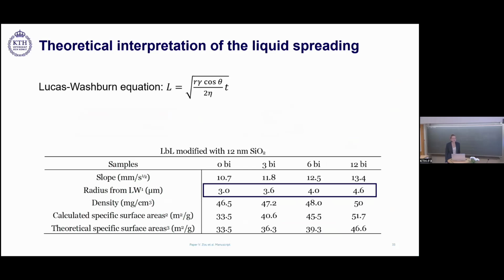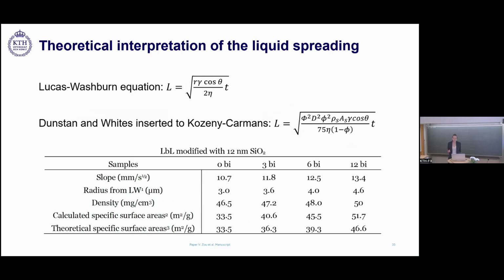But we also wanted to compare our data to the very classical Lucas-Washburn equation, which is used to describe the liquid spreading in porous materials. From the Lucas-Washburn equation, you can determine the average radius of the pore size in your network structure. And when we did that, we could see that for our samples, we get a pore radius from 3 micrometers up to 5 micrometers. However, from the SEM images, we know that this is much lower than the actual pore size. And therefore, we realized that we needed another expression to describe the liquid spreading, which also takes into account the surface area of the sample.